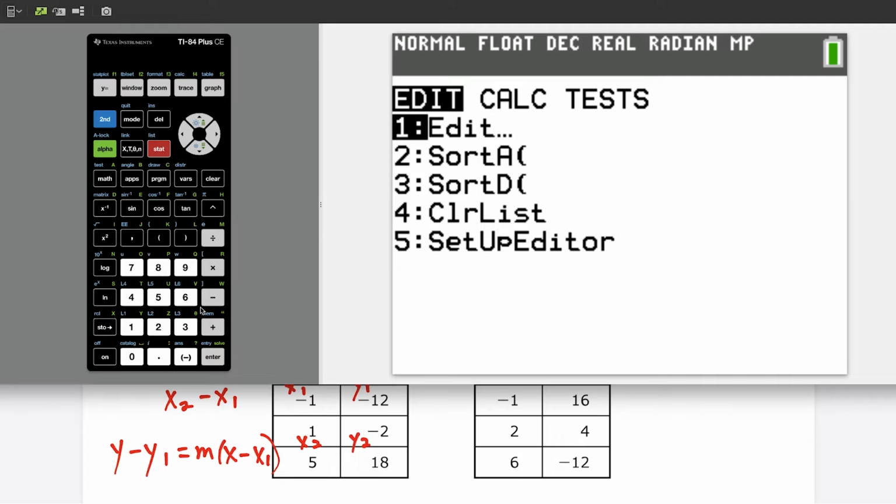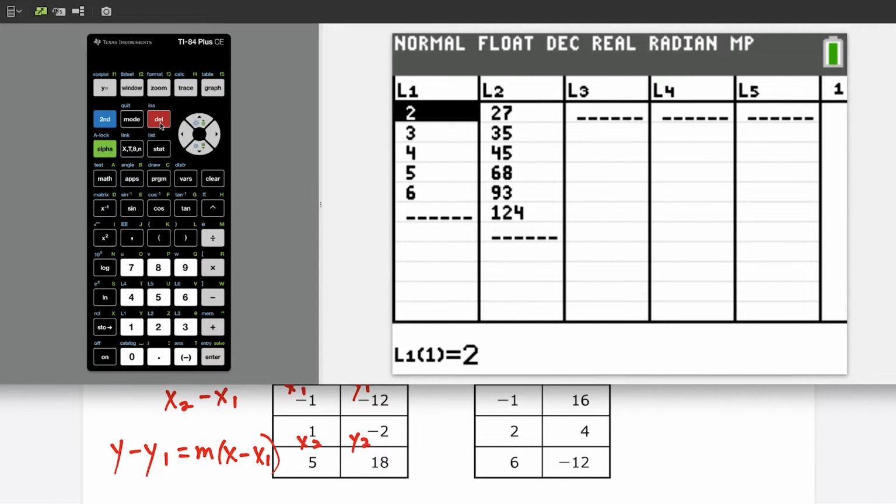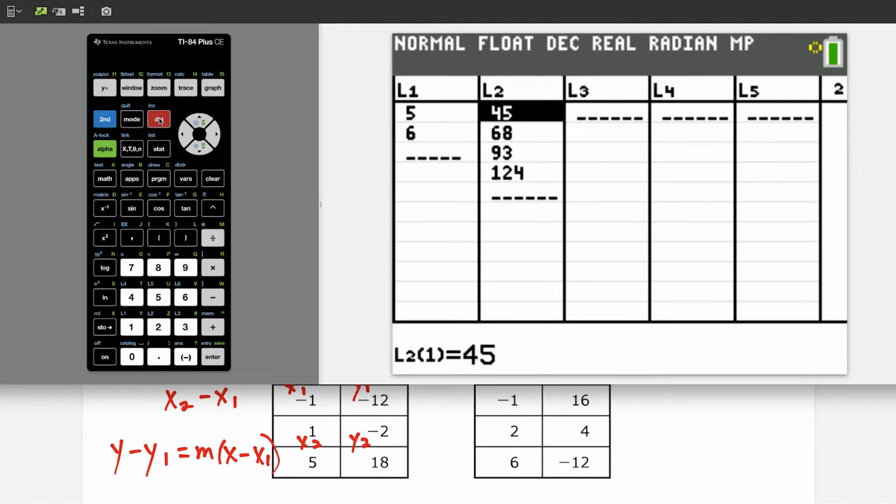So now we'll go to Stats, Edit, and we will clear out the values from before. I'm just going to press Delete a bunch of times here to clear out these values.